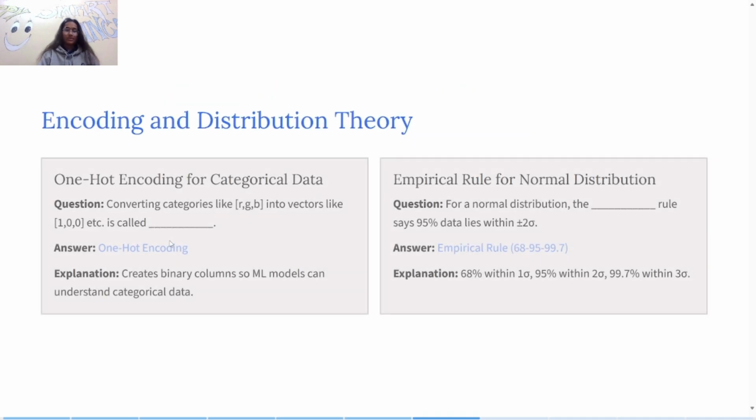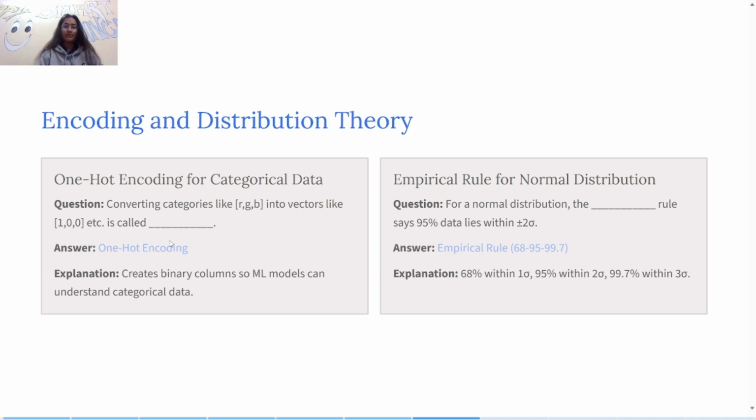Moving ahead, question number 11. Converting categories like RGB into vectors like 100 is called what? So what does a machine understand? Only binary language. A machine can't understand text categories, so we convert them into binary vectors like ones and zeros. This process is called one-hot encoding. What is it called? One-hot encoding.